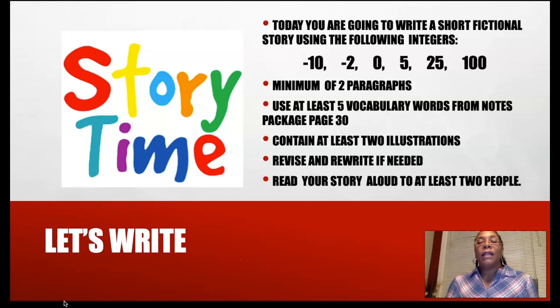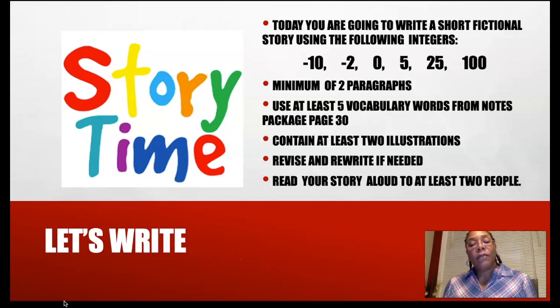You're going to use at least 5 of the vocabulary words from your notes package, which are found on page 30. Please be mindful that some of those words are properties that we may not have discussed, but you should be comfortable with understanding and knowing. Your story is going to contain at least 2 illustrations. So that's 2 drawings as part of your story.